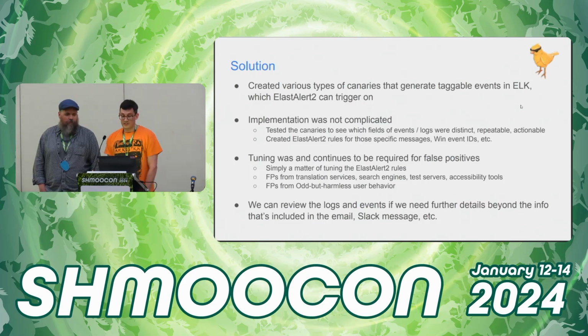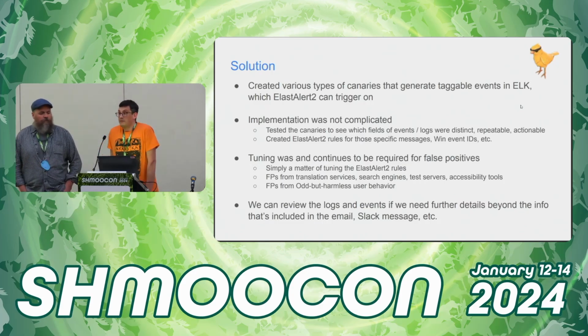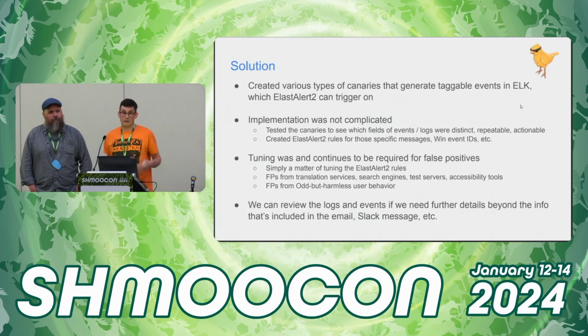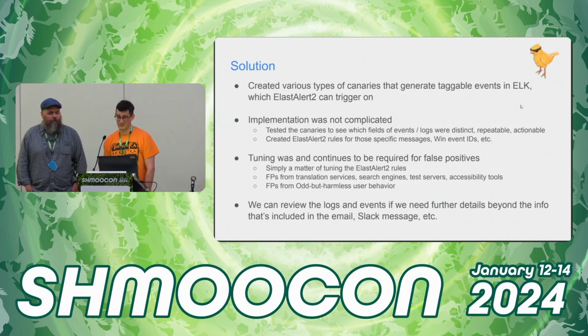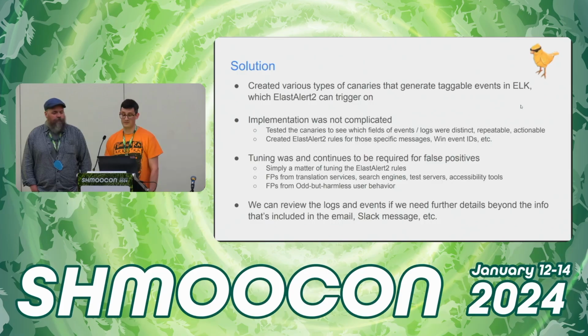So we created various types of canaries that generate taggable events in ELK, and then ElastAlert 2 can trigger on these events. The implementation was really simple. We just tested our canaries over and over again to see what fields of events and logs were distinct and repeatable and actionable, stuff that would definitely trigger for us and get us closer to having real results and not false positives.